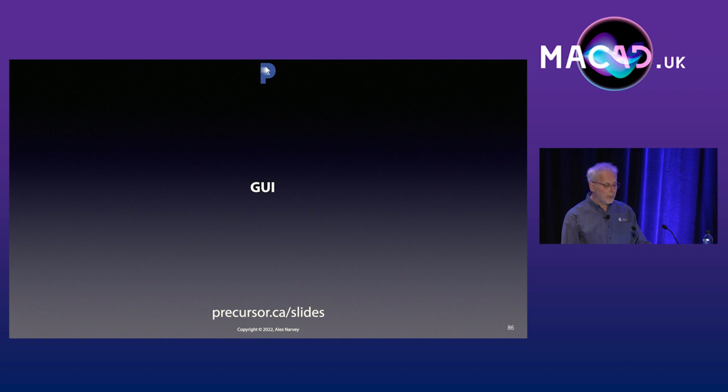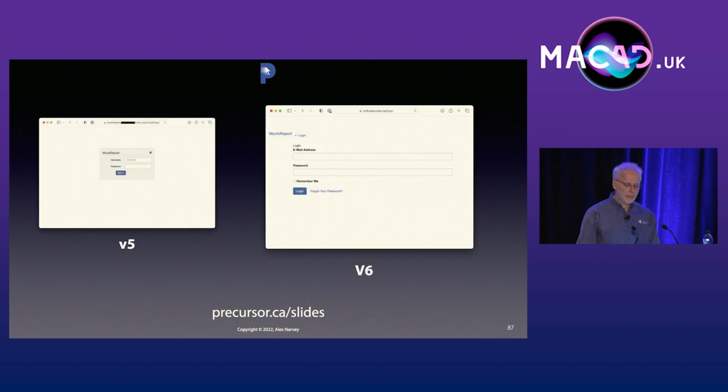So what does MunkiReport 6 look like so far? Well, the GUI has not changed much, and it's really only affected by the thematic changes in Bootstrap 4, which cause display problems if the module code has not been updated yet. For example, here's a look at the login screen with a version 5 for comparison. There's not much to see different here.